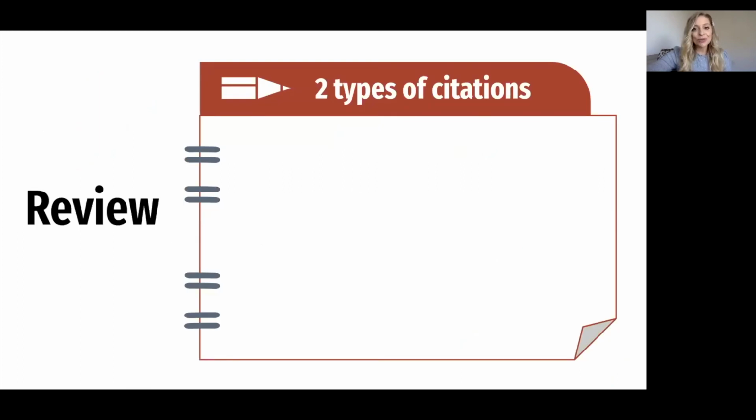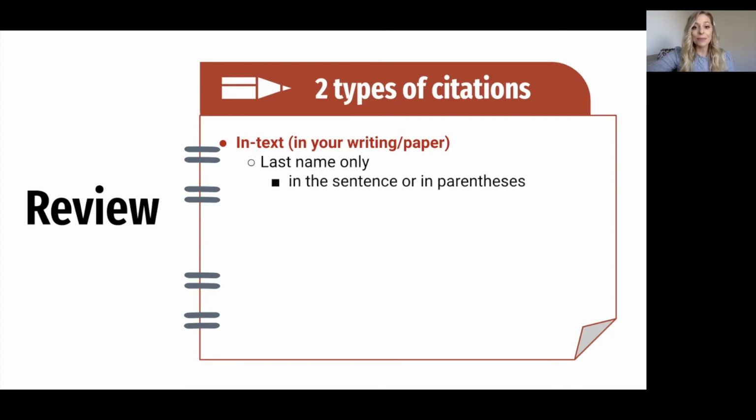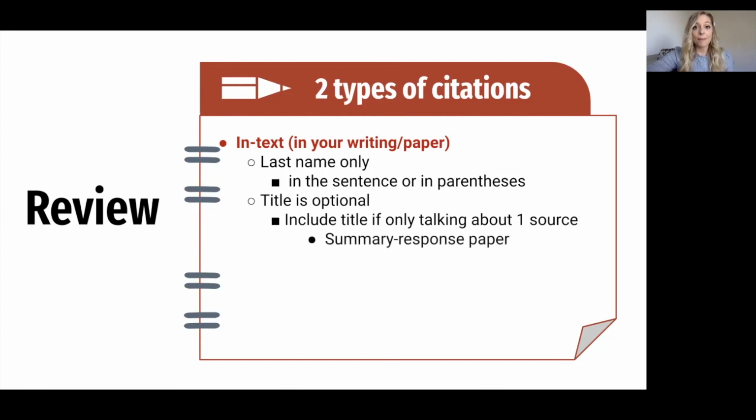So let's just quickly review what we've covered today. Remember that there are two types of citations when writing. You've got your in-text citations, and that is your citations that go in your writing and in your paper. You only need to include the last name, either in the sentence or in parentheses at the end. Remember that the title is optional, and include a title of your article if you're only talking about maybe one or two sources. An example of that might be a summary and response paper. If you're using many sources, avoid including titles every time you cite because it gets wordy and your teachers think that you're just trying to meet the word count requirement.